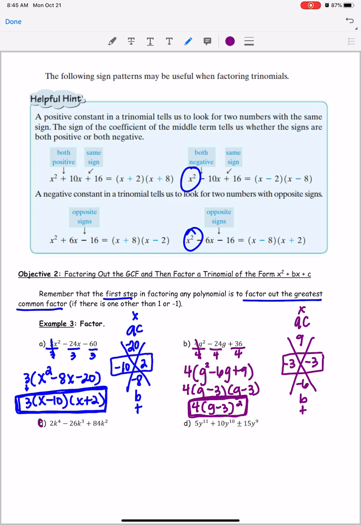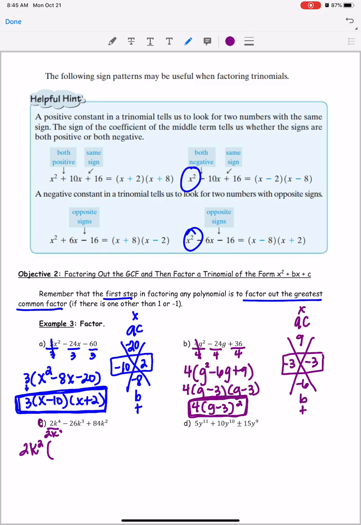So on C, look at your number first, then look at your variable. What can I divide into 2, 26, and 84? It's going to be 2, right? Always this first number so I can get it back to 1. And how many k's can I take out of a k to the fourth, k cubed, and k squared? It's always the smallest exponent, so it's going to be this k squared. So I'm going to divide everything by a 2k squared.